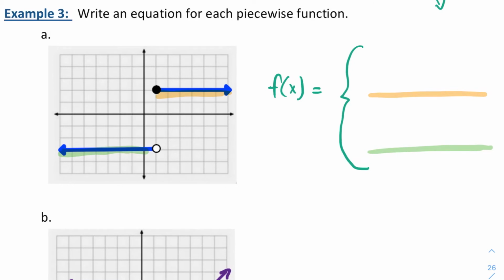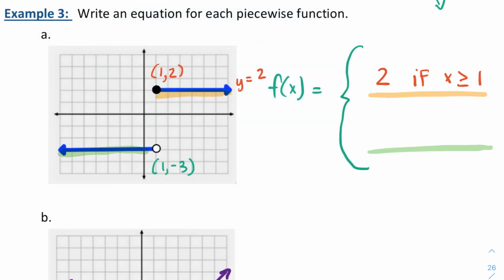So that orange piece, which is the one kind of on the right of my graph, is the horizontal line y equals 2. And it starts at the point where x is 1 and continues to the right where the x values are greater than 1. So that's just going to be 2 if my x values are greater than or equal to 1.